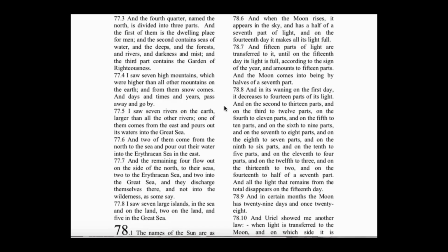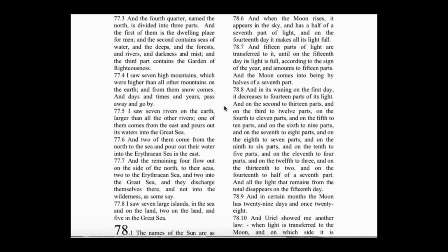Point 78.8. And in its waning, on the first day it decreases to 14 parts of its light, and on the second to 13 parts, and on the third to 12 parts, on the fourth to 11 parts, and on the fifth to 10 parts, and on the sixth to 9 parts, and on the seventh to 8 parts, and on the eighth to 7 parts, and on the ninth to 6 parts, and on the 10th to 5 parts, and on the 11th to 4 parts, and on the 12th to 3, and on the 13th to 2, and on the 14th to half of a seventh part, and all the light that remains from the total disappears on the 15th day.